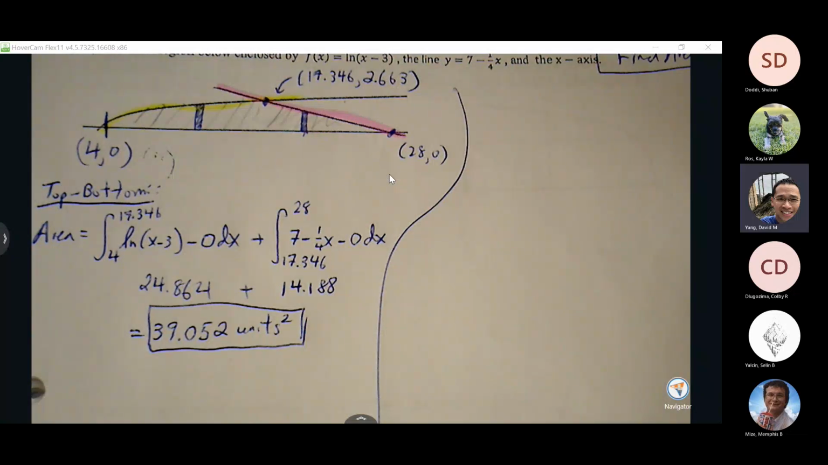Okay. Any questions with attempting this from a top minus bottom perspective? Find the intersection, find the x-intercept. Let me know if you have any questions on how to find those on your calculator.